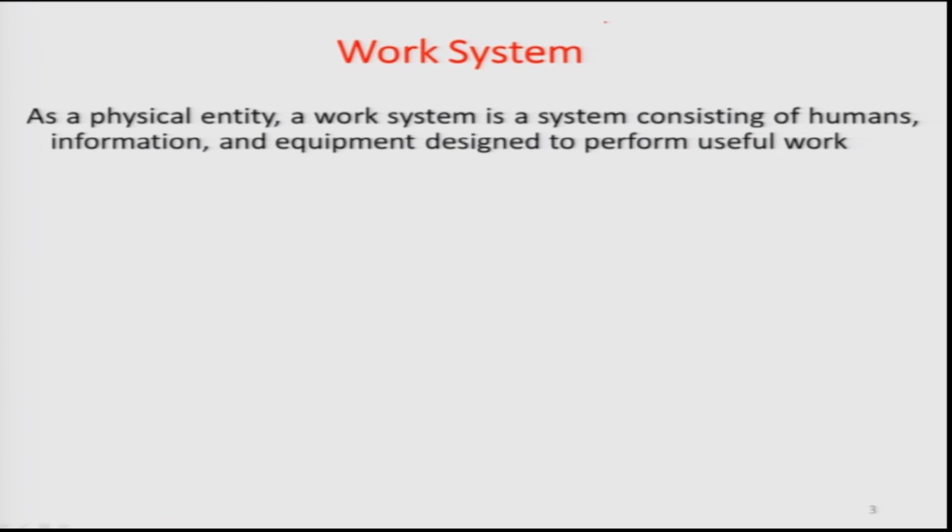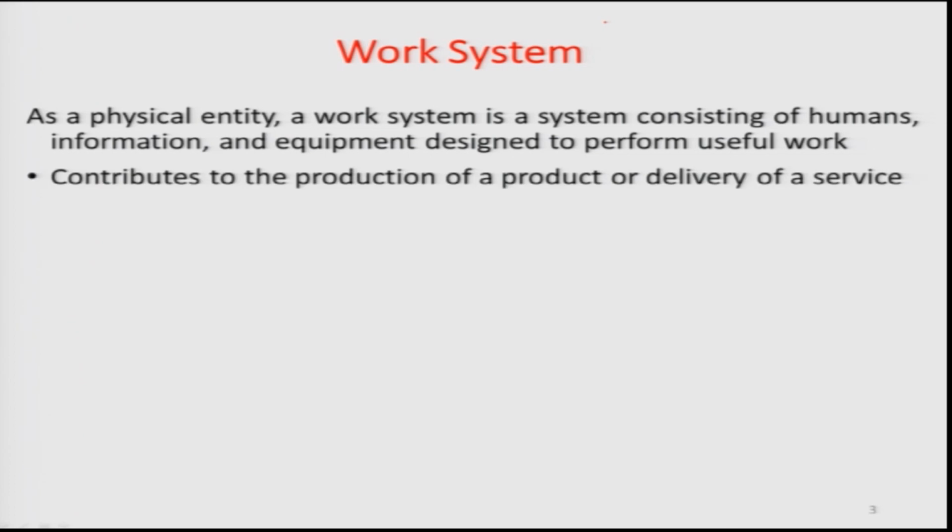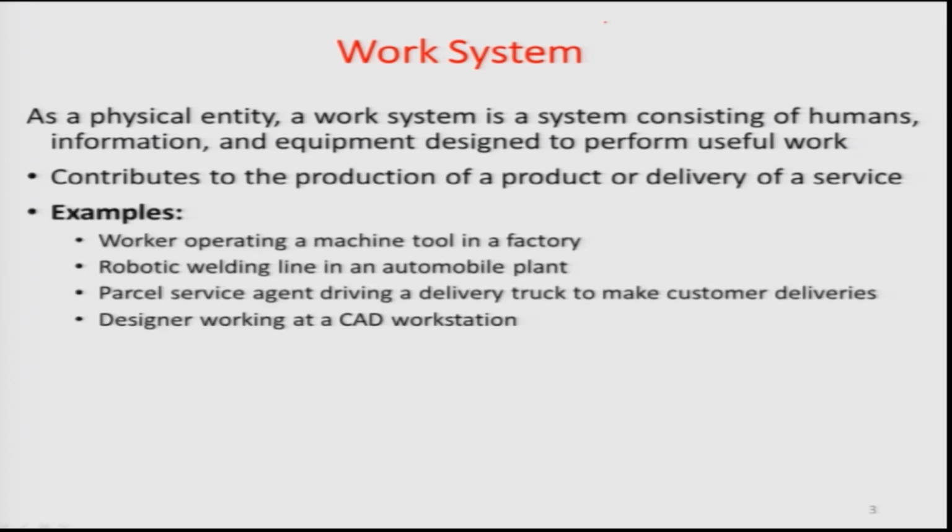So, what is the work system? Work system is a physical entity, that is, a system that consists of human, information, and equipment designed to perform useful work, and it contributes to the production of a product or delivery of a service.